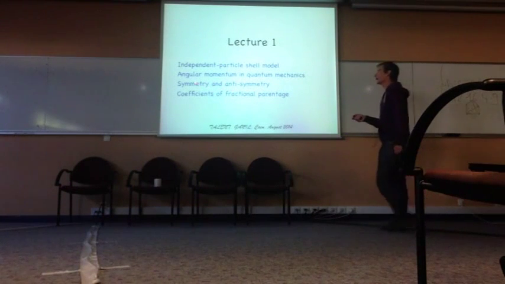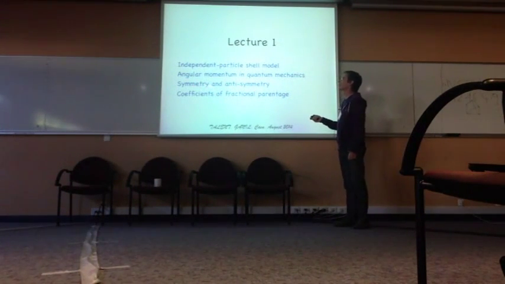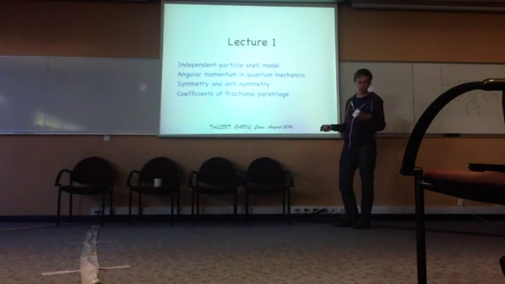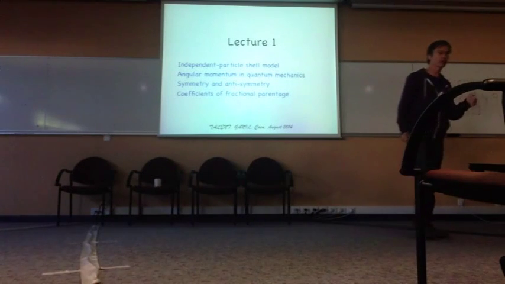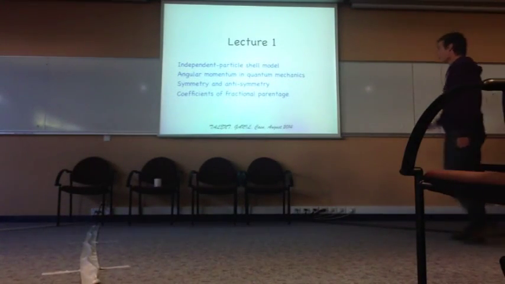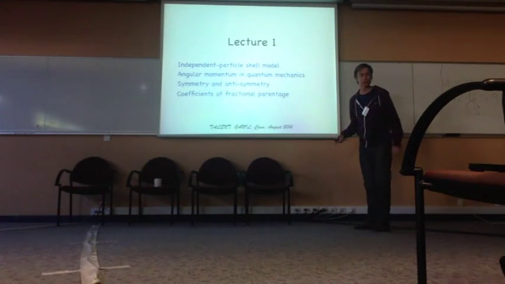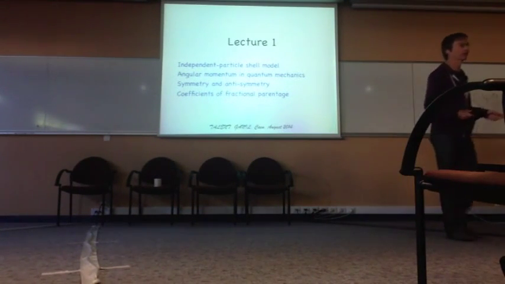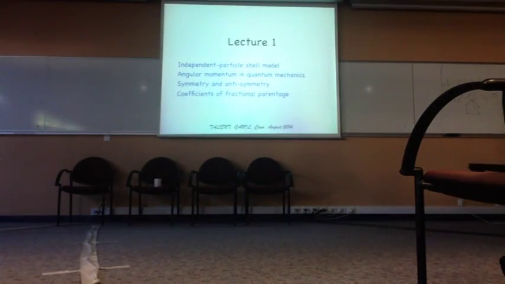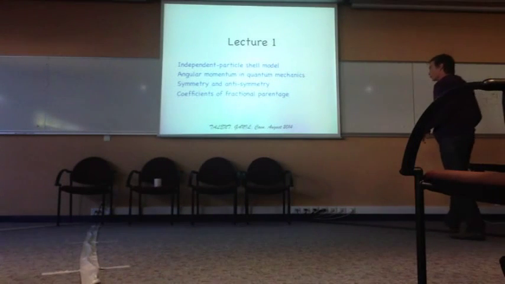And I will spend a long time on the problem of symmetry if you have a bosonic system and antisymmetry if you have a fermionic system. And actually, if you put those two together, you will get the concept of coefficients of fractional parentage. I will spend quite a bit of time on this by way of an example.